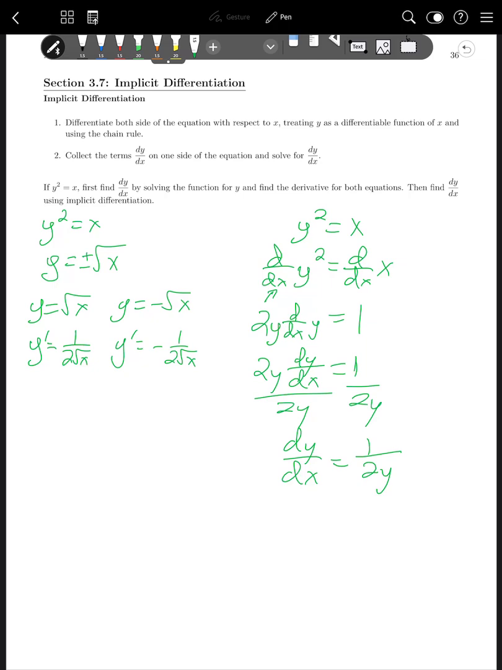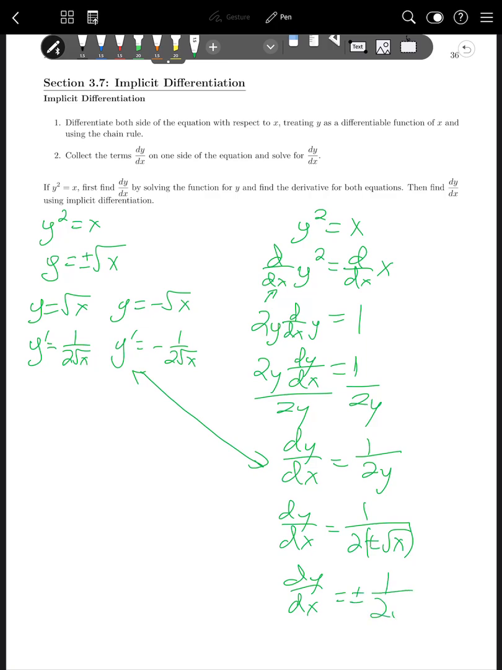Now, what you should notice is that these are exactly the same. This and this are the same, because if we know y is plus or minus the square root of x, and I substitute that in there, we get the exact same thing.